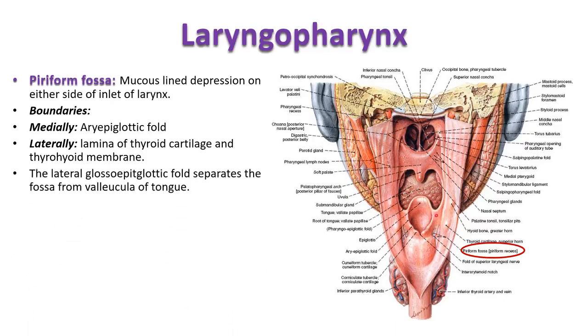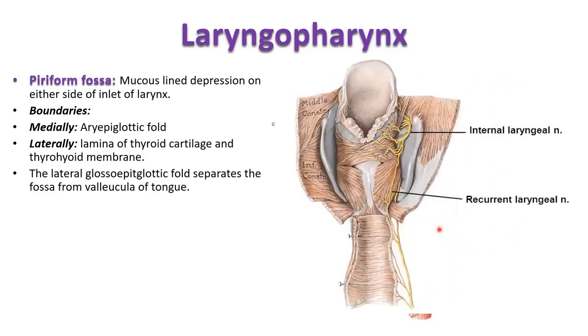Now above, there is one more fold which is separating the pyriform recess. That is the lateral glossoepiglottic fold. In the anterior part of the epiglottis, you will see one more fold, the median glossoepiglottic fold. That part is the vallecular part of the epiglottis or of the tongue. So the lateral glossoepiglottic fold separates this laryngopharynx from the vallecular part of the tongue.